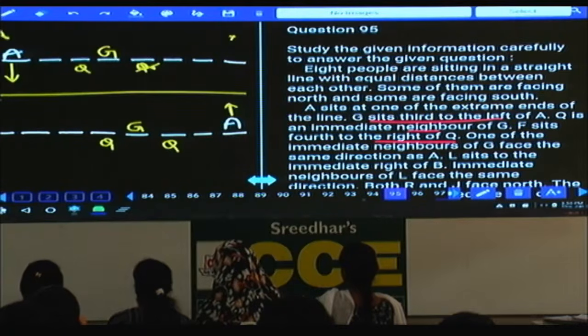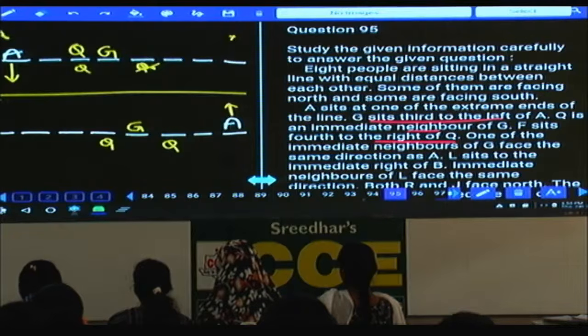Are you following this one or not? Then Q must be here. If Q is here, F sits 4 to the right of Q. 1, 2, 3, 4, F must be at this place. Are you following this one or not? Yes, what is the direction of this Q? Q must be facing towards north. Then only F is to the right hand side of Q.